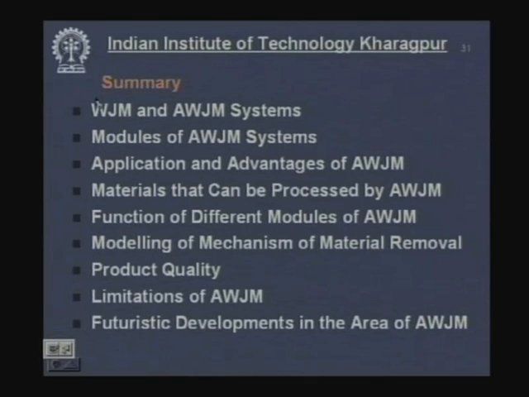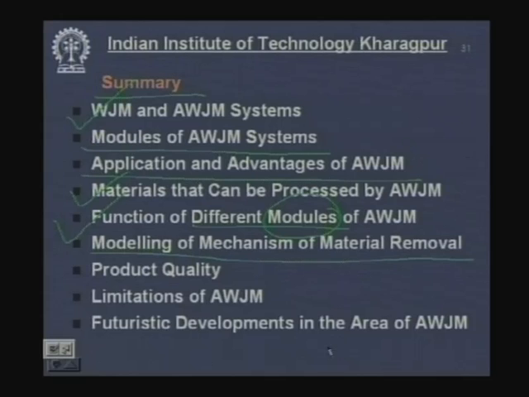Now, let us come to the summary. What have we learned today? We have learned about abrasive water jet machines as well as water jet systems, different modules of abrasive water jet systems, applications and advantages of water jet systems, their materials, functions of different modules, not only identifying modules but their functions, and modeling of the mechanism of material removal. This is very important, because once you have the model, you can use that model to set parameters. We also know the product quality issues: taper is there, burr formation is there. If you remember, regarding limitations of abrasive water jet, as such there is no limitation, but there are some environmental issues which are to be looked into, and future directions in the area of abrasive water jet.